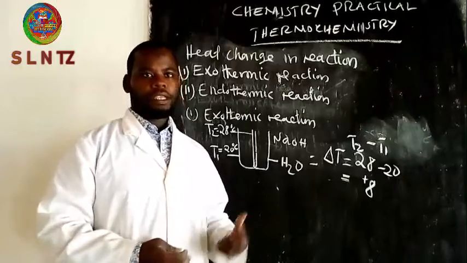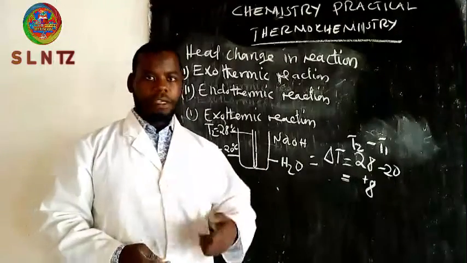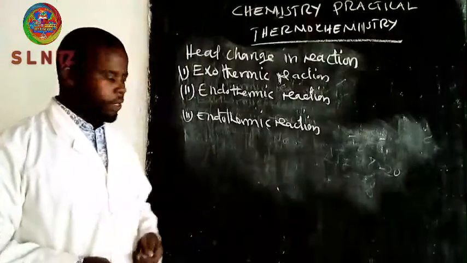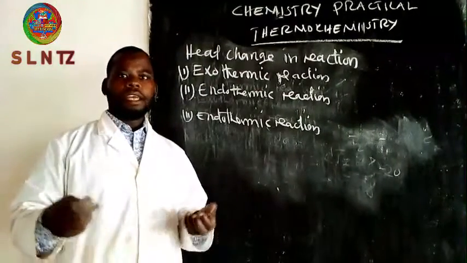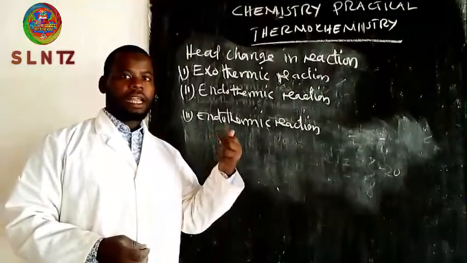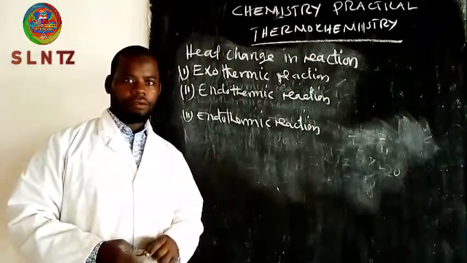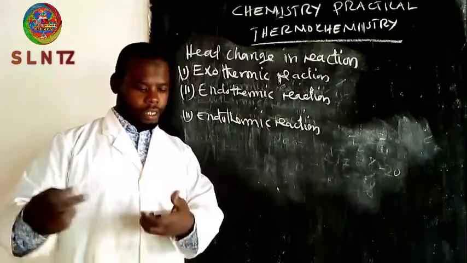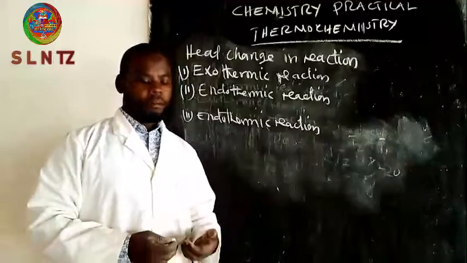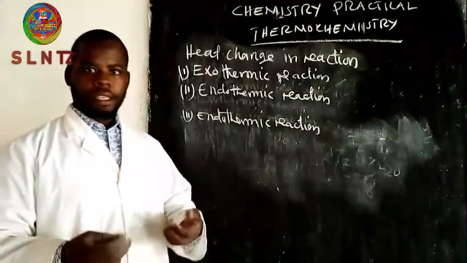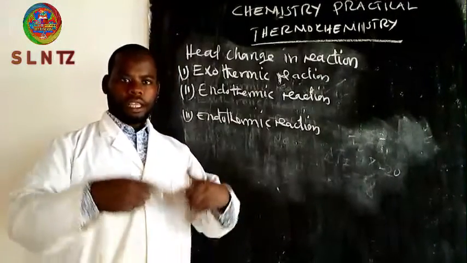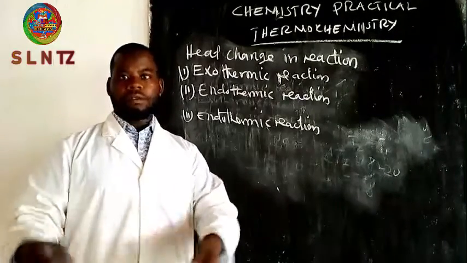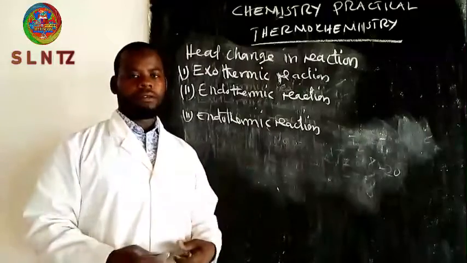Apart from this, let's describe what an endothermic reaction is. In an exothermic reaction, we said the reaction loses heat. But in an endothermic reaction, the reaction gains heat. It means the heat is absorbed into the reaction from the surroundings. So there is absorption of heat.